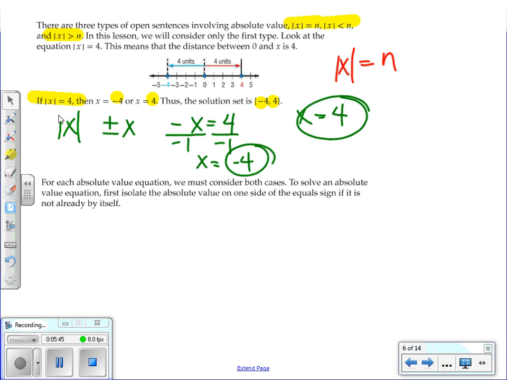So for each absolute value equation, we have to consider both cases. We have to consider the positive and the negative possibilities. Also remember, when you're doing an absolute value equation, you first want to isolate the absolute value on one side of the equal sign. In general, the problems will be set up for you guys. But if they're not, you have to move everything so the absolute value is isolated on one side of the equation.